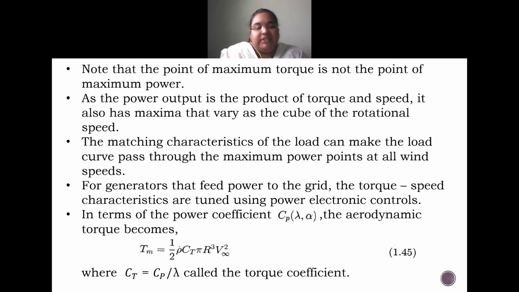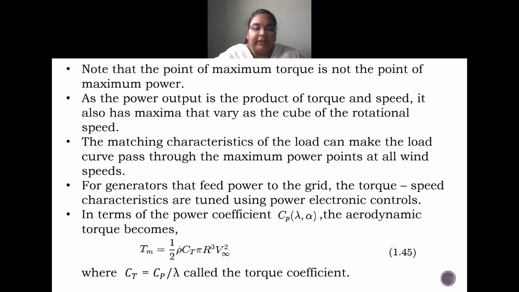For the generators that feed power to the grid, the torque speed characteristics are tuned using power electronic controls. There are different types of controls, and we'll see what they are. Among them, we have power electronic controls. Using these, we are going to tune the torque speed characteristics in such a way that we always get the maximum power.